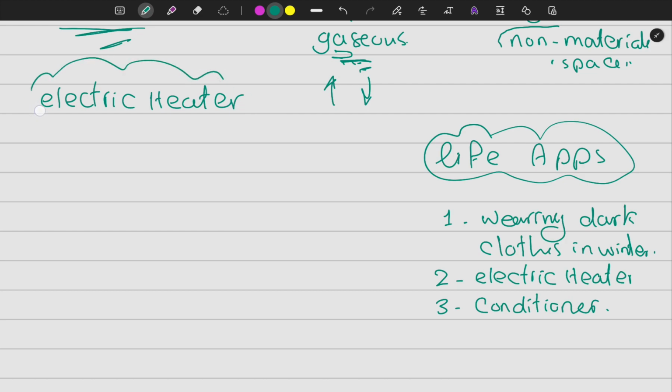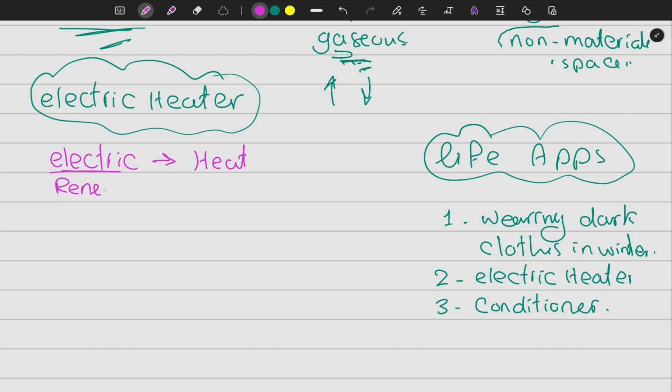Which type of energy does an electric heater use? Of course, it uses electric energy to transfer it to heat energy. Electric energy is renewable, of course, and non-polluting.